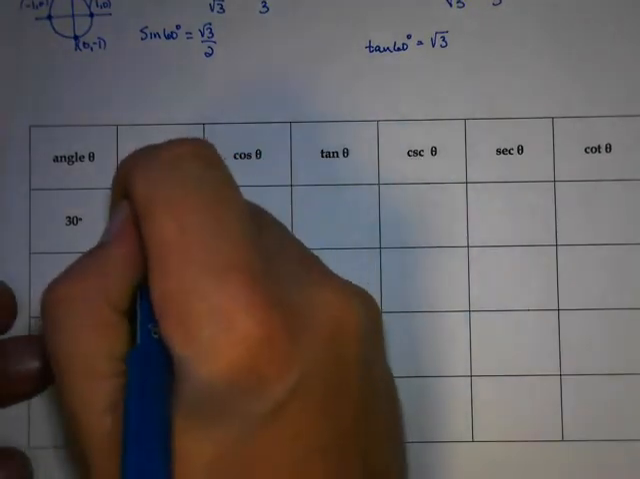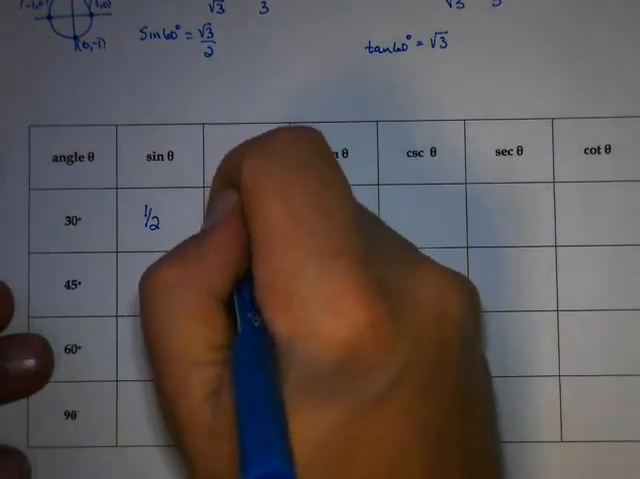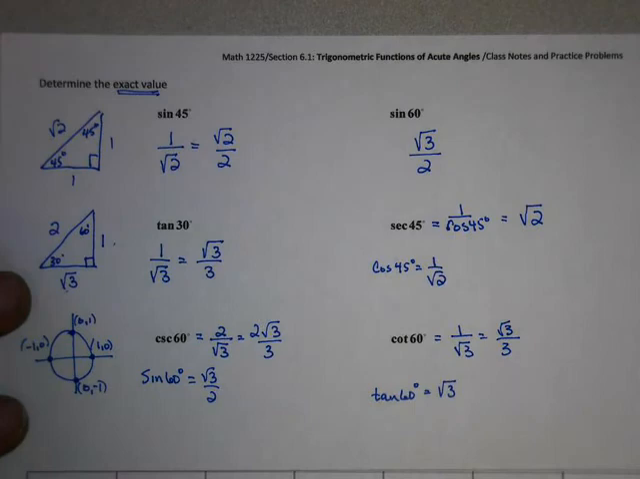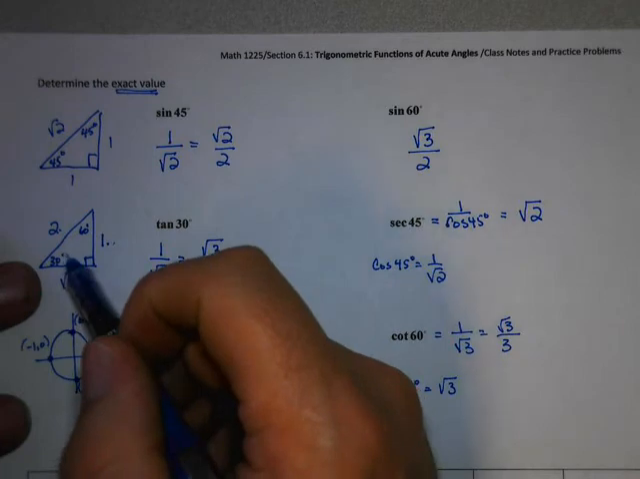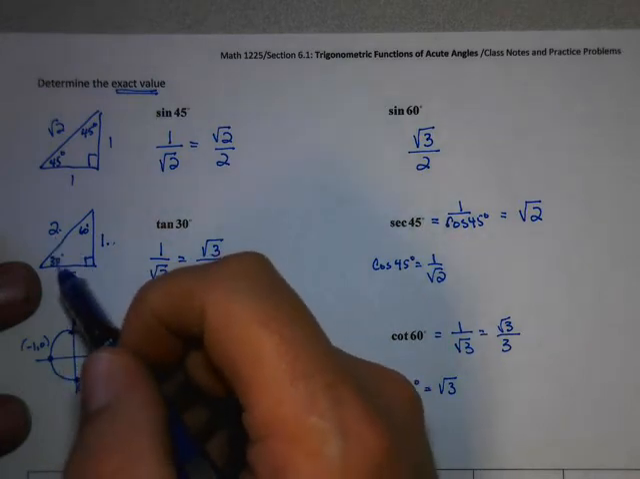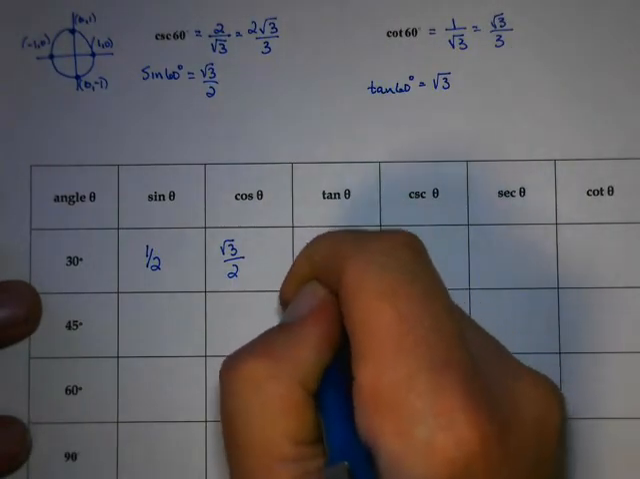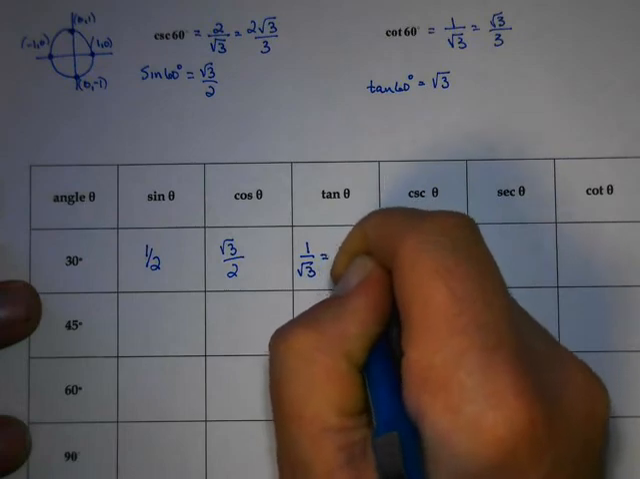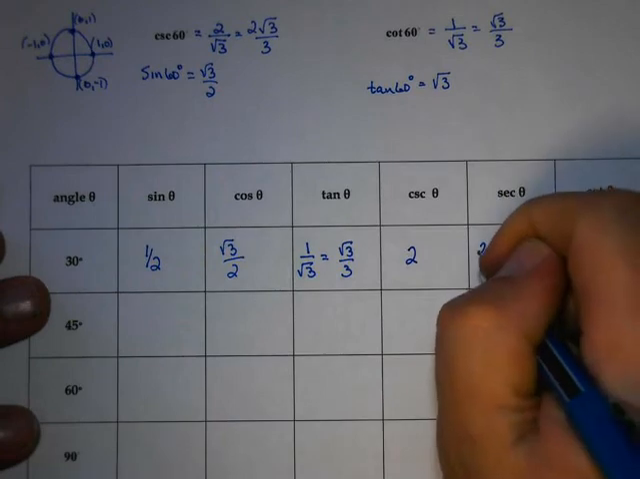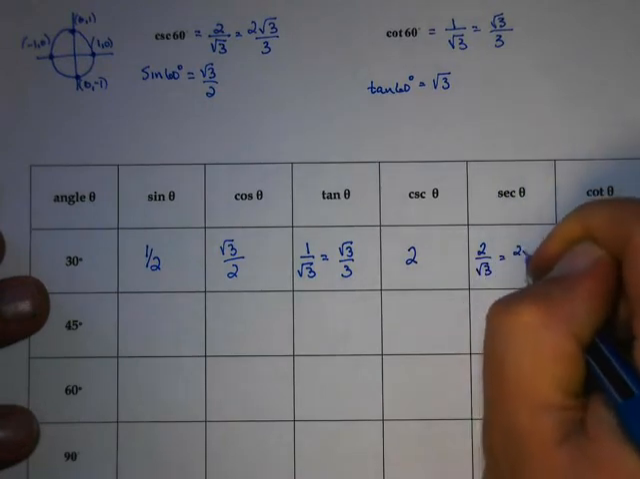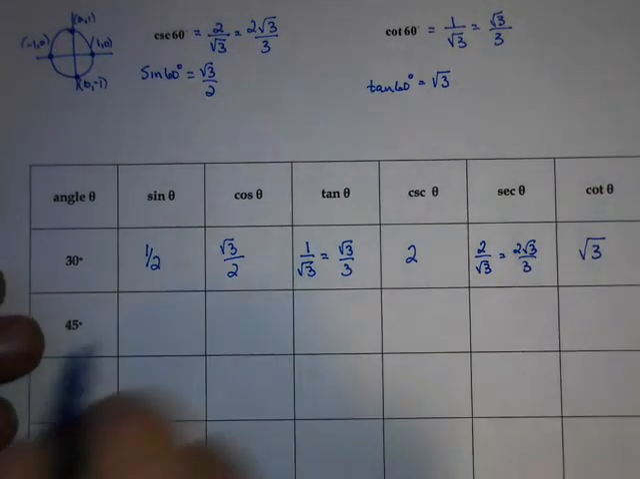So sine of 30 is going to be 1/2. Cosine of 30 is going to be the square root of 3 over 2. Again, so how did I get those? Sine of 30 opposite over hypotenuse, 1/2. Cosine of 30 adjacent over hypotenuse. Tangent is going to be opposite over adjacent, so it's going to be 1 over the square root of 3, which is the square root of 3 over 3. And now we're going to flip. Cosecant's 2. 2 over the square root of 3, which is 2 square roots of 3 over 3. And cotangent is going to be square root of 3.